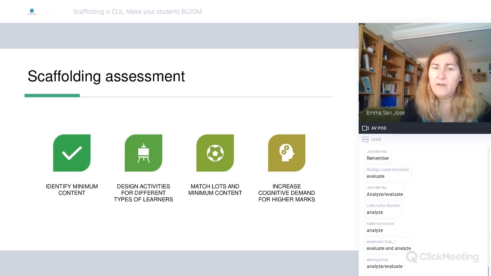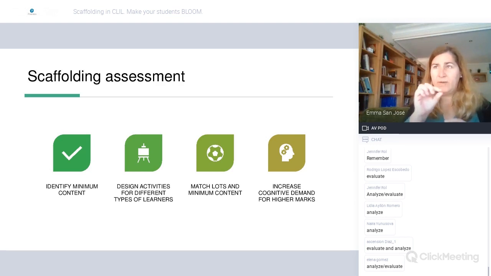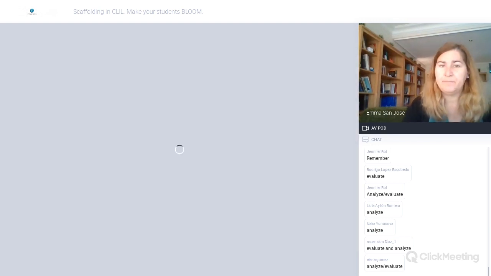Then make sure that the lower order thinking skills activities match the minimum content, and that the different types of questions that we're going to do also move up with the type of cognitive demand. So if we want the question from before, like the UK and France, Second World War, fine, I can ask some questions in which you have to answer which of these is correct, for example, or I can ask them to evaluate. But I need to know who I'm asking it for and what I expect to get from there.